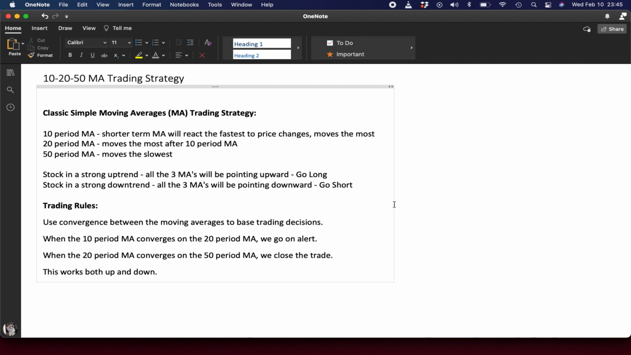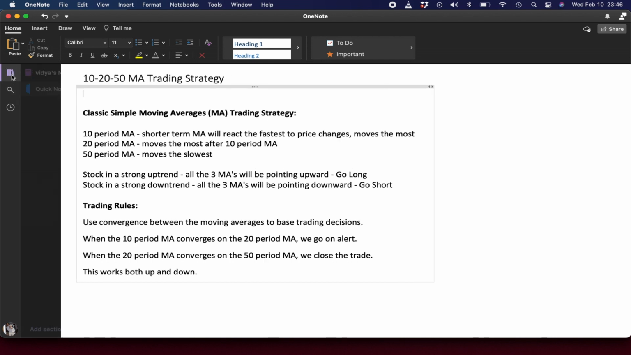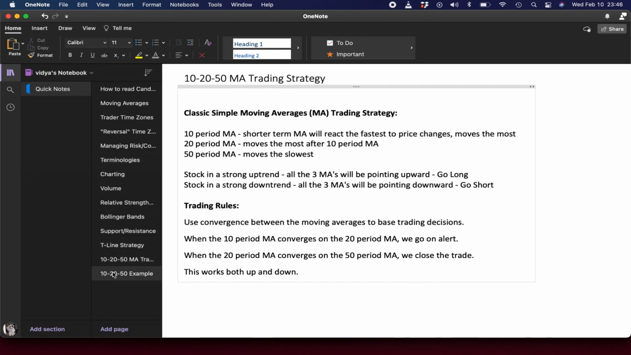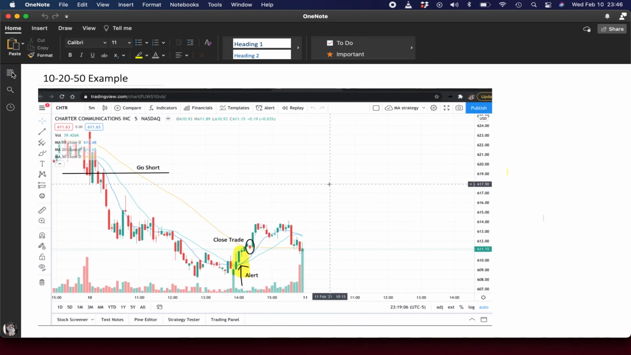So the trading rules are simple. When the 10 period moving average converges on the 20 period moving average, then we go on alert. And when the 20 period moving average converges on the 50 period moving average, we close the trade. Again, this works both up and down. As an example, let's see this chart on a 5-minute time frame intraday that I pulled as an example. Right.